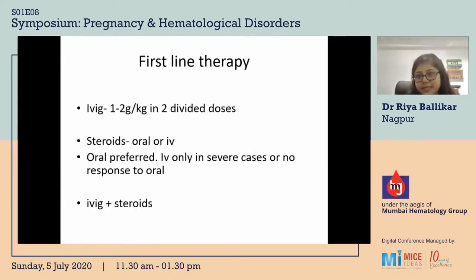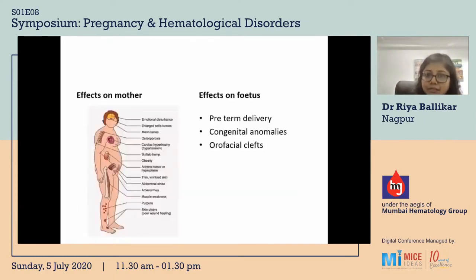First line therapy in pregnancy, we have IVIG. Dose of IVIG is normally 1 gram per kg is what is given. We can go up to 2 grams per kg, in 2 divided doses. Steroids oral are to be preferred over IV. IV used only in severe cases when there is no response to oral therapy. Another school of thought says that if there is no response to IVIG and steroids, or only steroids, you can combine IVIG with steroids to get a better response.